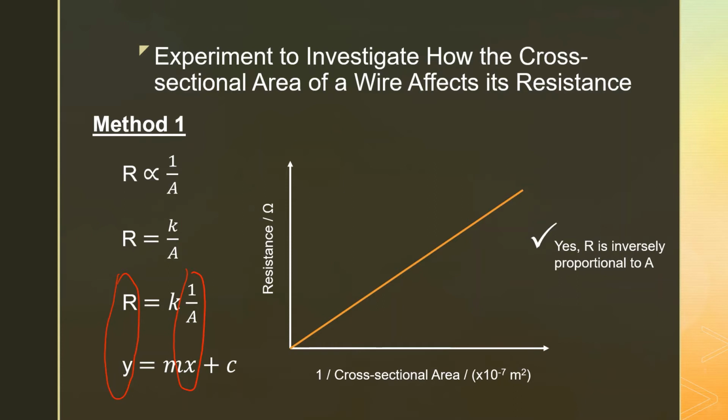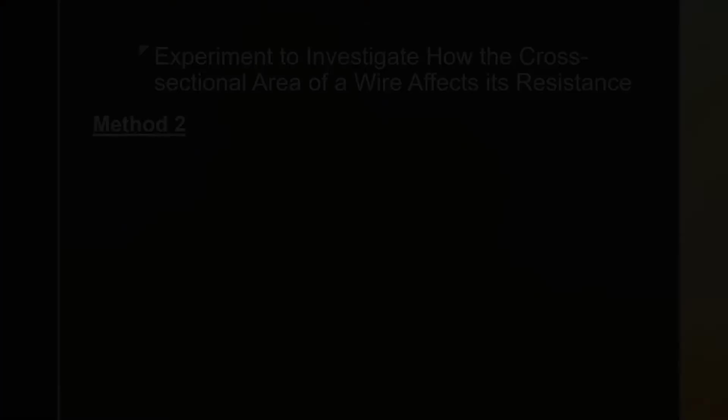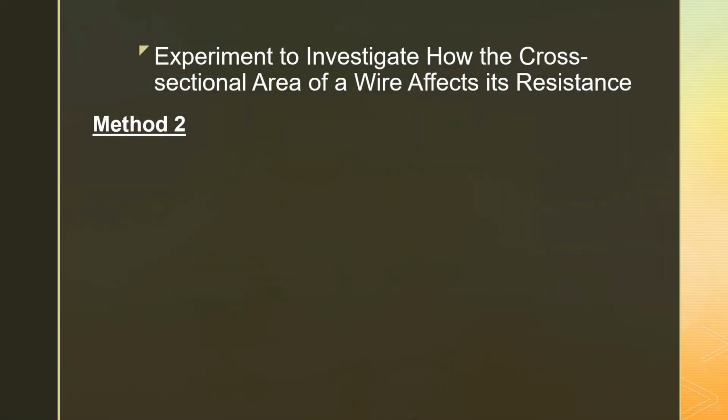Let's have a look at a second method of how we could do this. And even though I want you to recognize these graphs, and understand that if you plot 1 over the cross-sectional area, you're going to get a straight line, I think this second method is probably more important for you to understand. So with the second method, we're actually going to start in the same place. We're going to start by assuming that R is proportional to 1 over A.